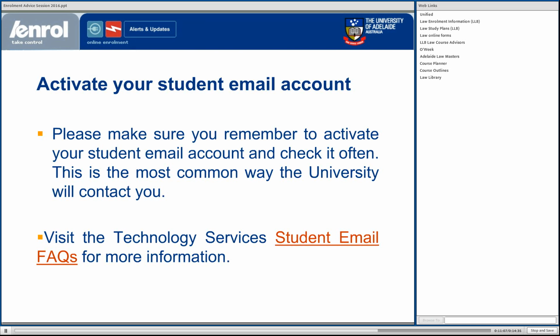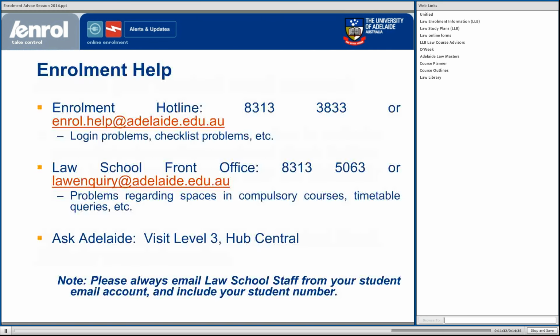Activate your student email account. You should have probably already done that because you would have received a lot of information already prior to enrolments about things that you'll need to know. So just make sure that you activate it. Check it often. This is the most common way that the law school and the university will contact you. So please make sure you check it often and don't just disregard everything straight away. Make sure you just have a quick browse. There's a lot of important information that goes out.